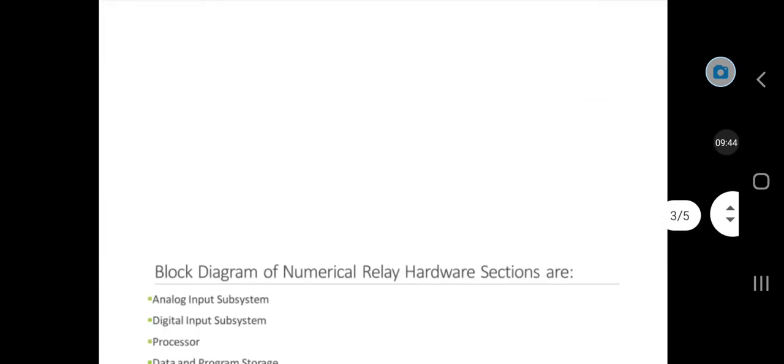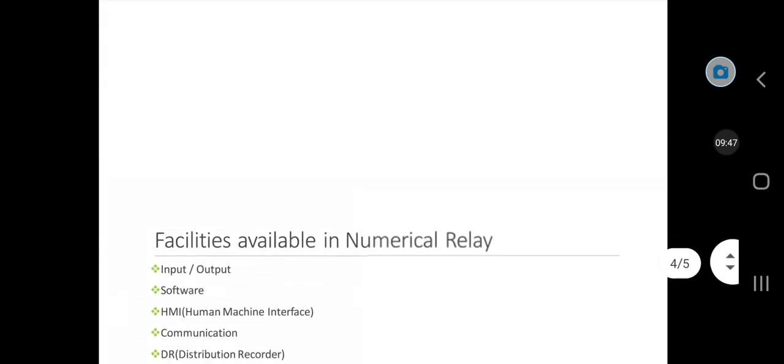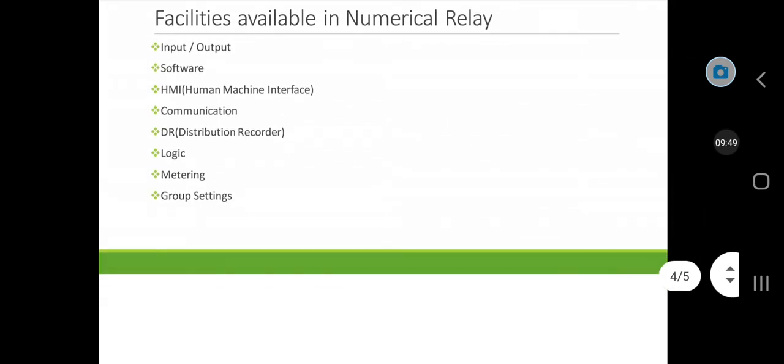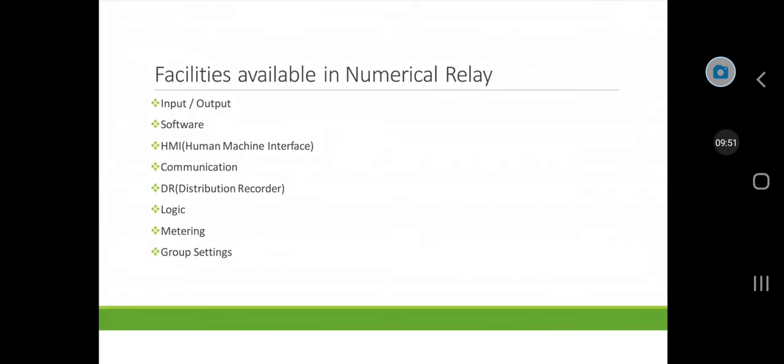So, some facilities are available in the numerical relay. The first is input or output. Inputs may be CT, PT, external contacts, etc., while the outputs will be contacts to be used for various executions. The second facility available is software. Every company has its own software used for relay configuration, setting, LED assignments, etc.